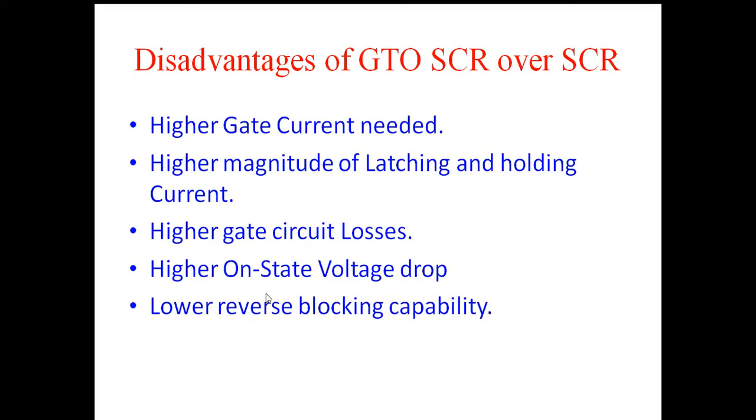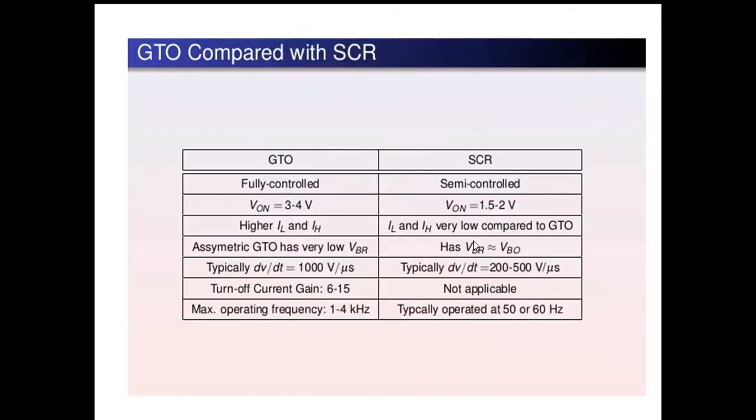Along with the advantages, the GTO will have a few disadvantages. It requires more gate current initially. It requires higher latching and holding currents, and the gate circuit losses are also very high. The reverse blocking capability is less compared to SCR.